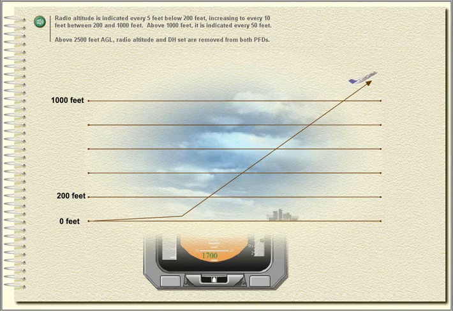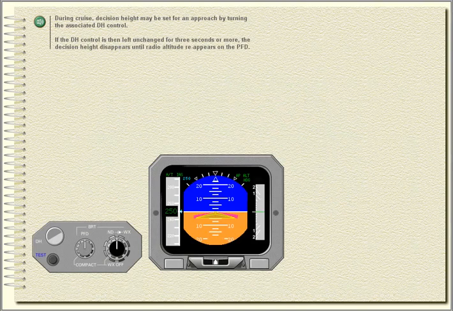Above 2,500 feet AGL, radio altitude and decision height set are removed from both PFDs. During cruise, decision height may be set for an approach by turning the associated decision height control. If the decision height control is then left unchanged for 3 seconds or more, the decision height disappears until radio altitude reappears on the PFD.